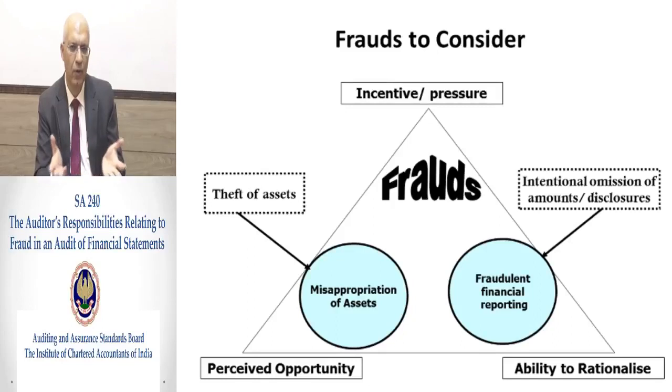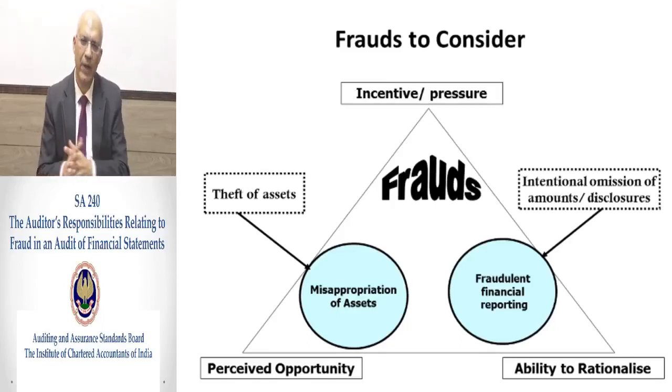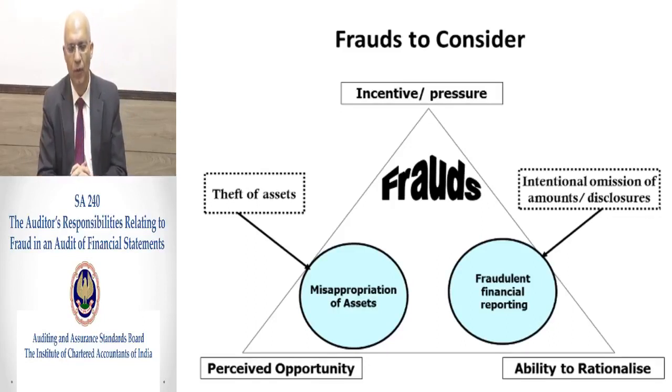So what is fraud? Fraud could be theft of assets, misappropriation of assets, or fraudulent financial reporting. In the case of employees, it could be because the level of oversight is not there, or there could be financial pressures. In the case of management, there could be an incentive to show better results. So these are some of the incentives or pressures which lead to frauds. And along with what I mentioned, fraud also includes intentional omission of amounts and disclosures.